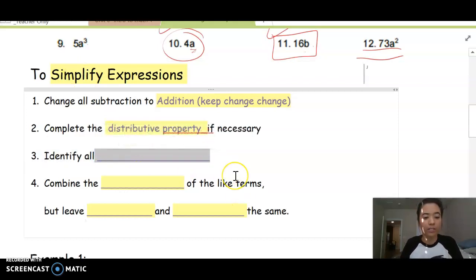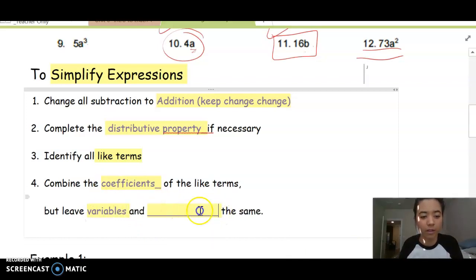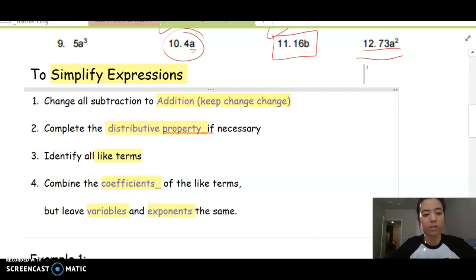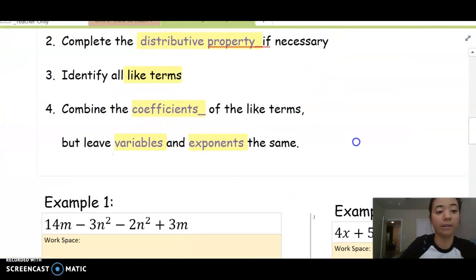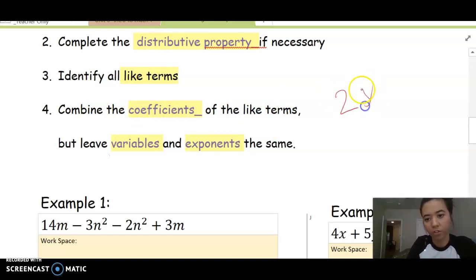And then we're going to identify all like terms. And then we're going to combine the like terms, but leave the variable and exponents the same. I'm just going to quickly do an example of this because that's a lot. So combine the coefficients of the like terms. I'm going to draw a 2x squared plus a 3x squared.